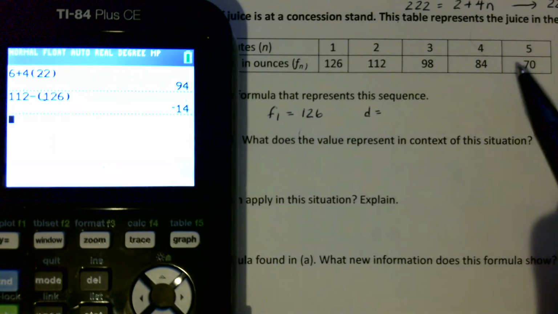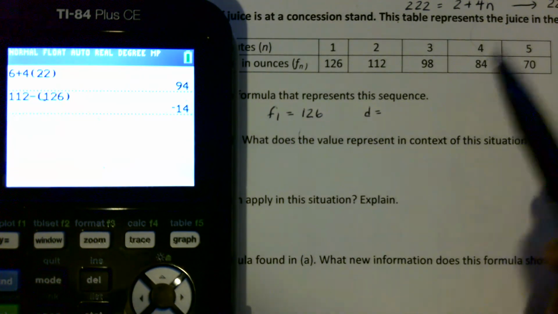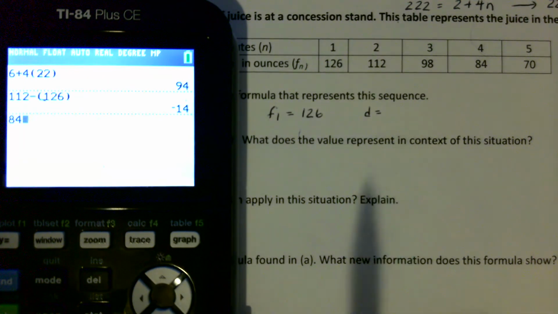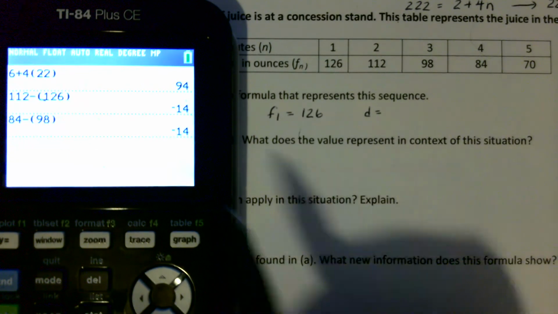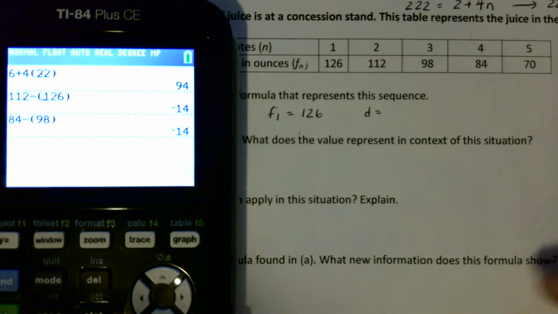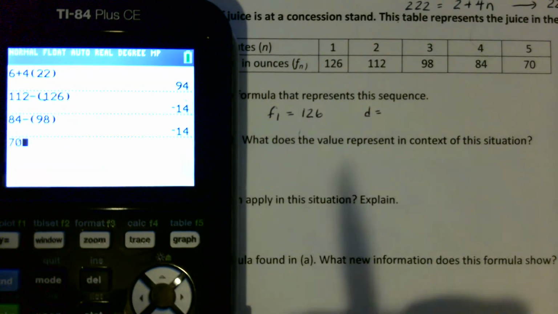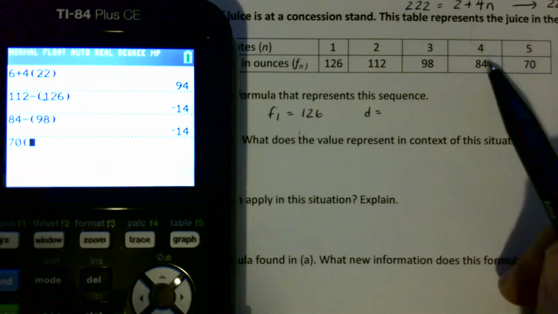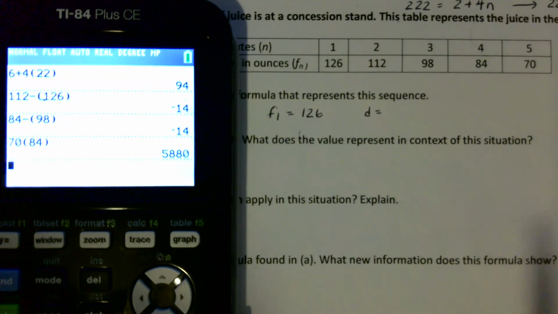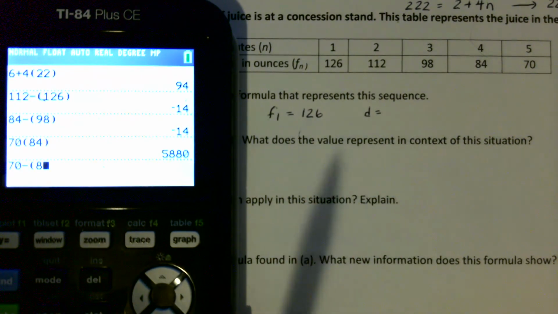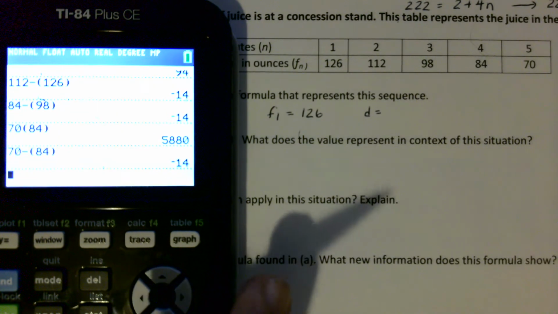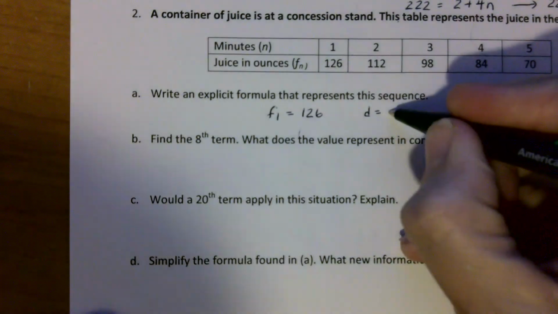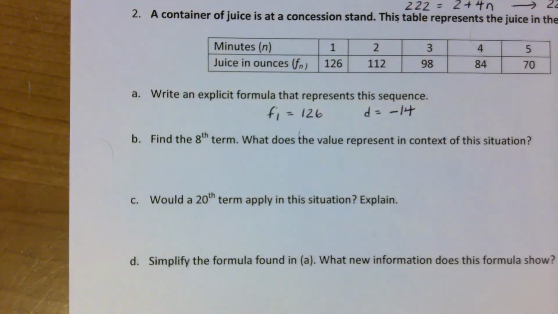Let's see if that works for a couple more instances. 84 minus the previous term, 98, also gives us negative 14. And one more time, 70 minus my previous term, 84, also gives me negative 14. So I know that I have a common difference. That difference is always the same number.